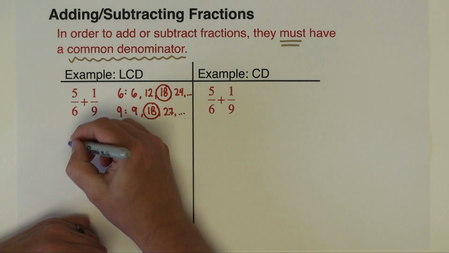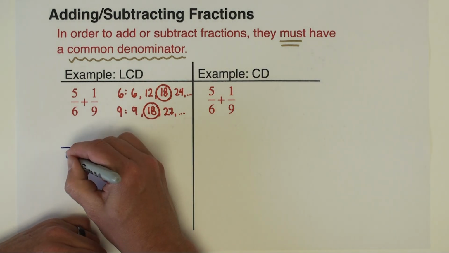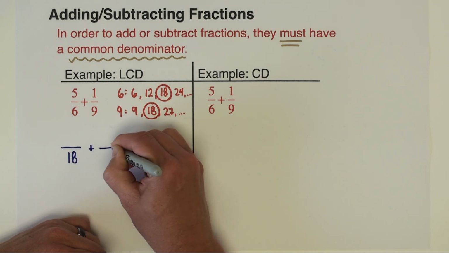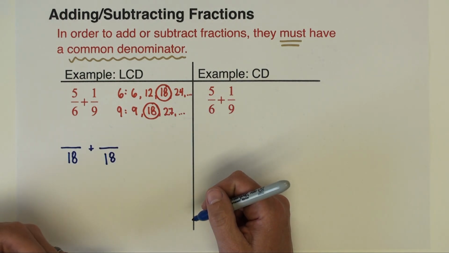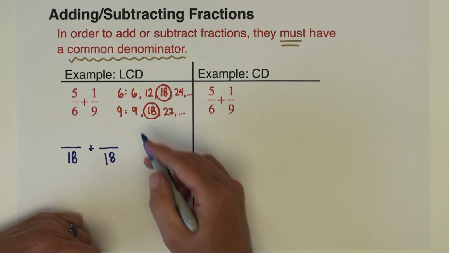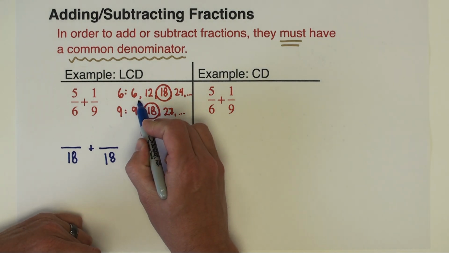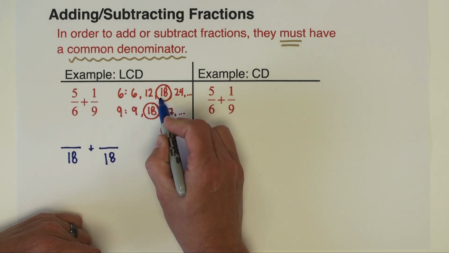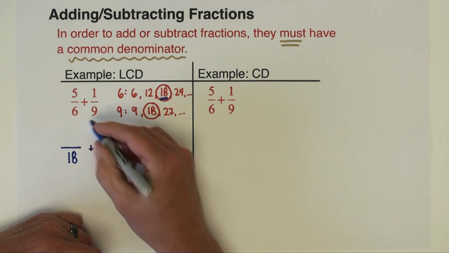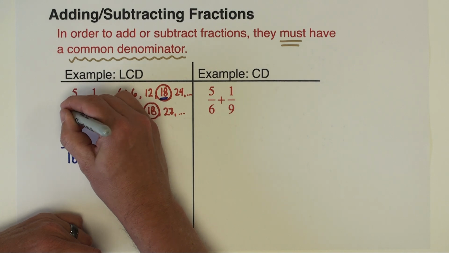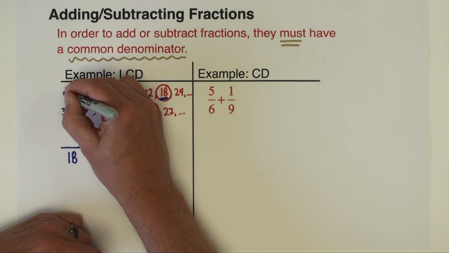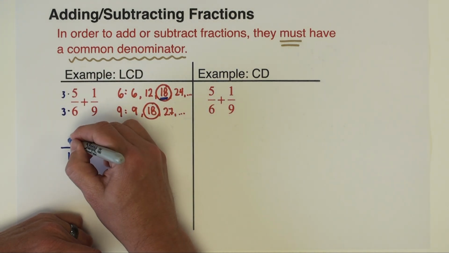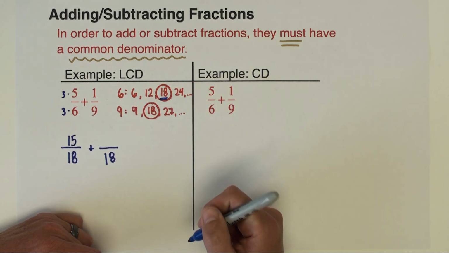So what I'm going to do is I'm going to rewrite these fractions. So instead of being over 6, it's going to be over 18. And instead of being over 9, it's going to be over 18. Now what you have to ask yourself is, how do you get to 18? Well, 6 up here, 18 is the first, second, third multiple of 6. So I need to multiply 6 times 3 to get 18. And anything I do to the bottom of the fraction, I also have to do to the top of the fraction. So the top of the fraction, the numerator, now is 15.